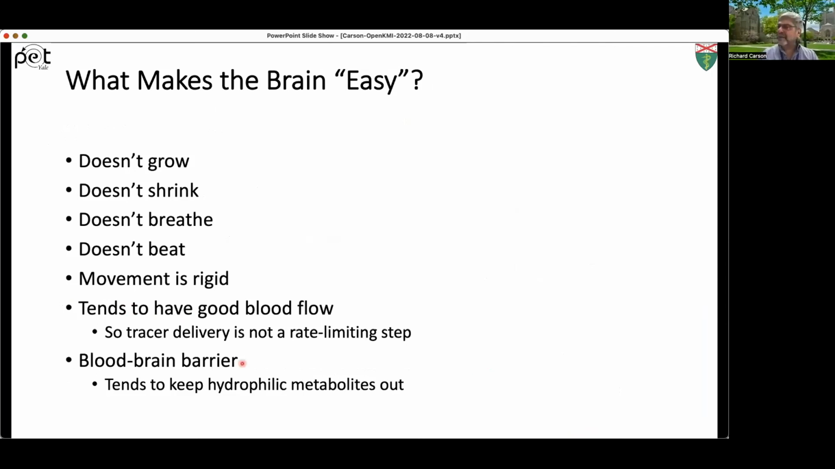And that means when our tracers metabolize, often the metabolic products are watery, hydrophilic, and they don't cross the blood-brain barrier well. So in many, many cases, the tracer in the tissue, in the brain, is just the parent compound. That's a great luxury there. And that's hard when we go outside the body.